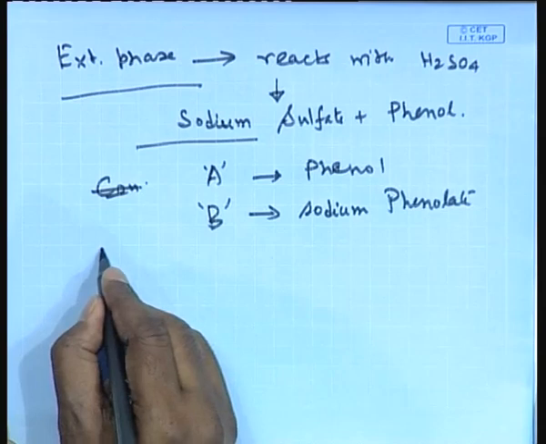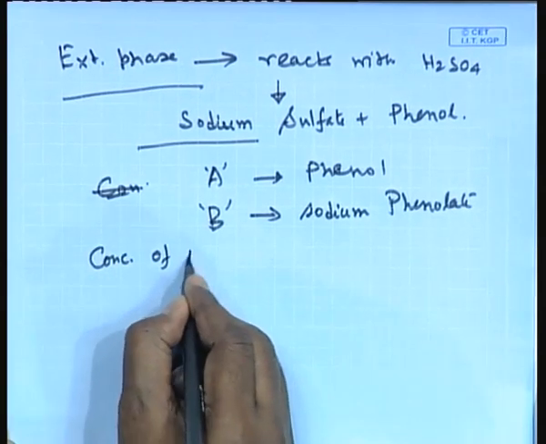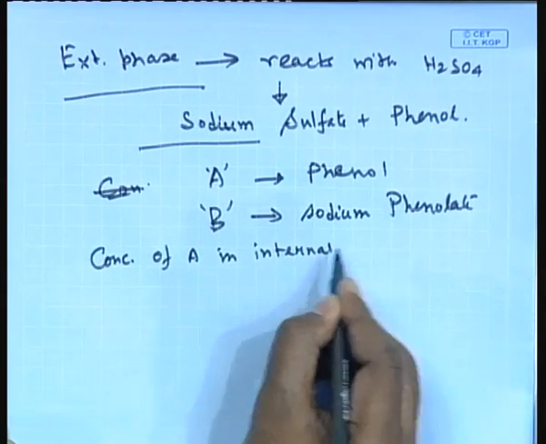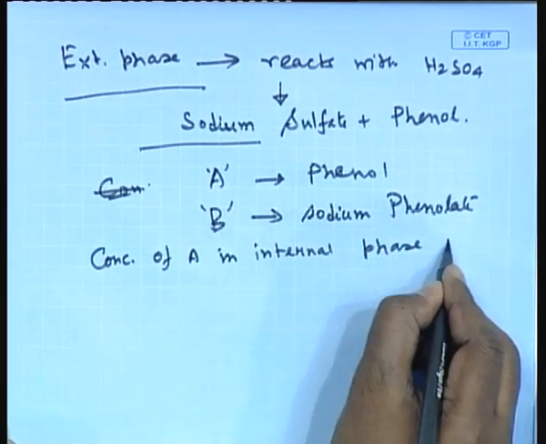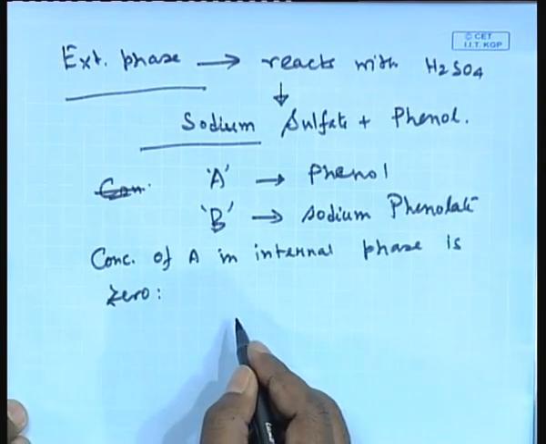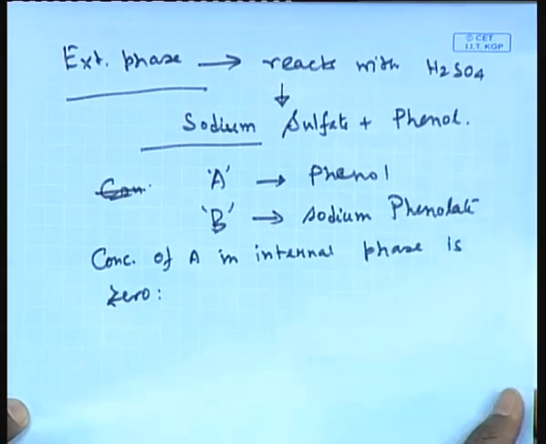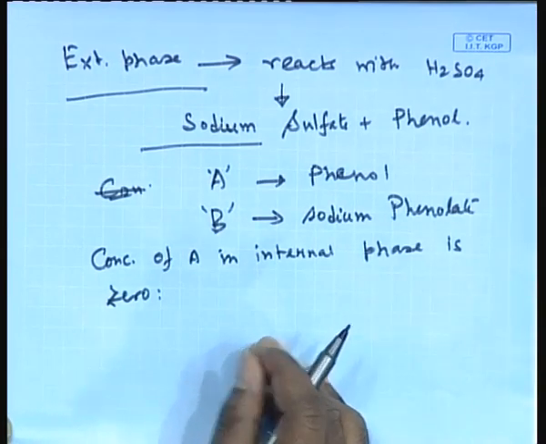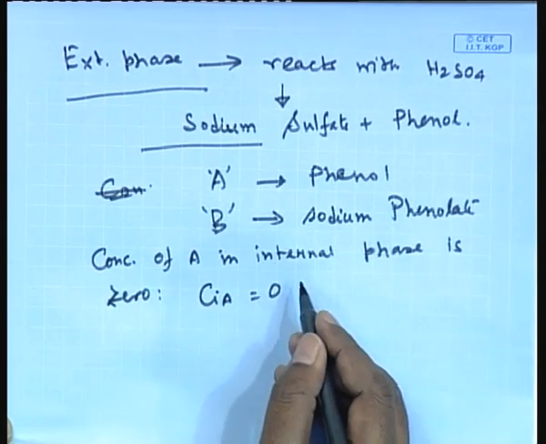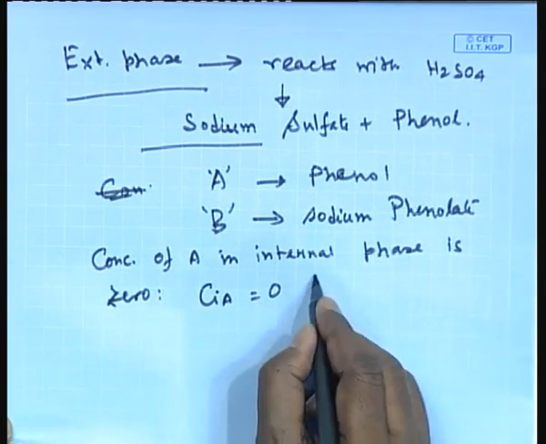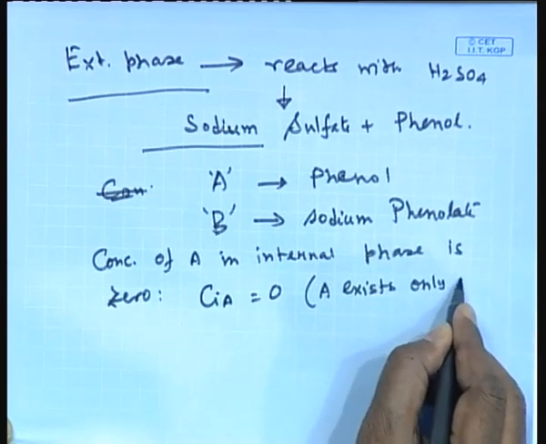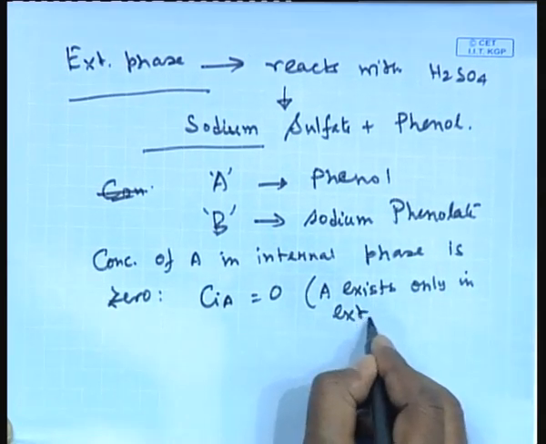So, the concentration of A in the internal phase is 0. That means phenol does not exist in the internal phase because it reacts with sodium hydroxide and produces the sodium phenolate. So, CiA is equal to 0. So, A exists only in the external phase.